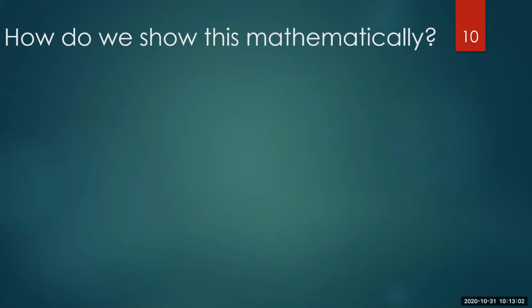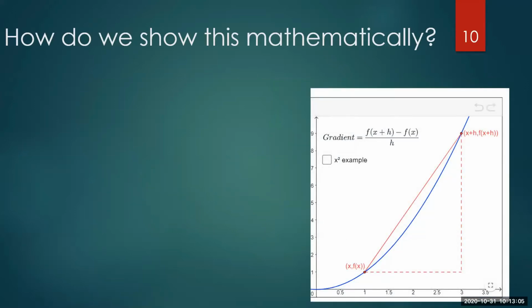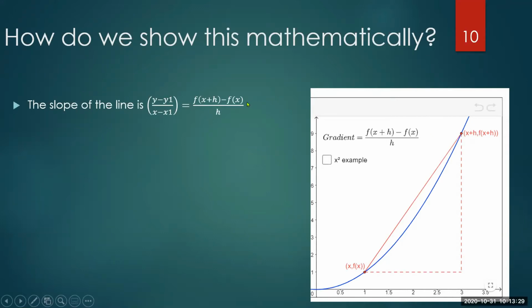So how do we do this mathematically then? Well, let's take a look. This is a curve, and you can see the blue line is the curve, and we draw a line from x comma f of x up to the second point at x plus h, f of x plus h. So the slope of the line then becomes f of x plus h minus f of x all over h. And just to highlight, this distance here is h.